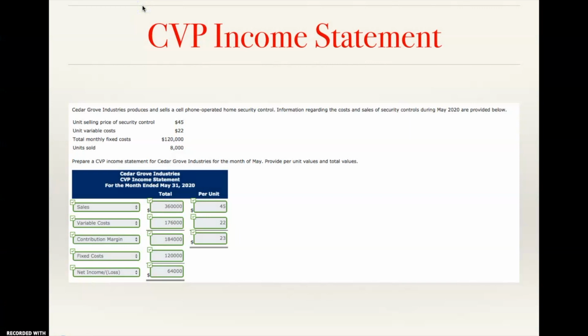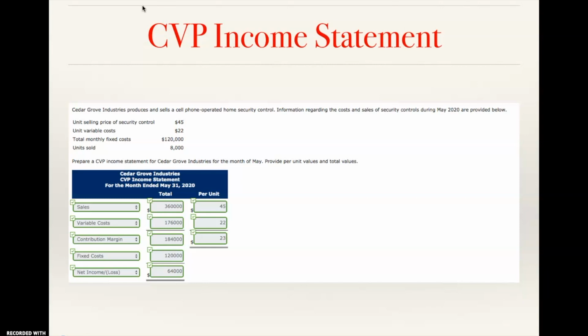Here's a screenshot of a homework problem that had us complete an income statement. When beginning to do an income statement, we start with sales, which is 360,000. To get that, we do unit selling price of security control, which is 45, times units sold, which is 8,000, to get 360,000. The next step is to get the variable cost. Now we do unit variable cost, which is 22, times units sold, which is 8,000, to get 176,000.